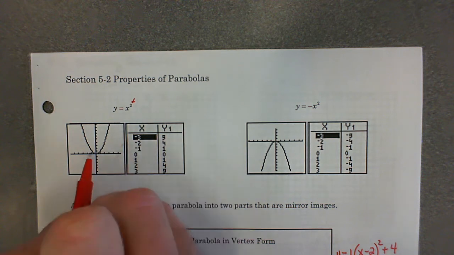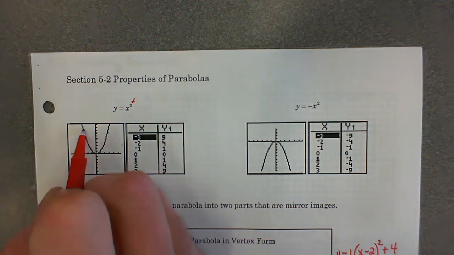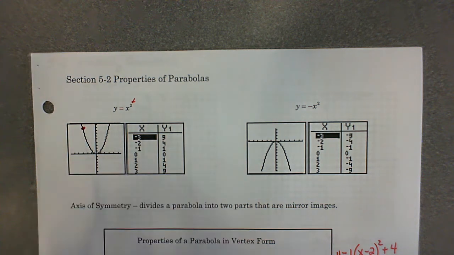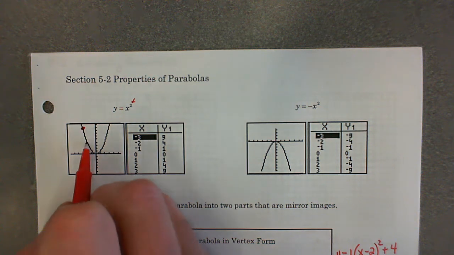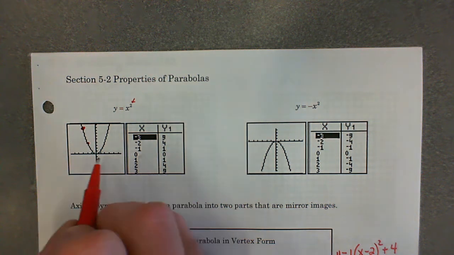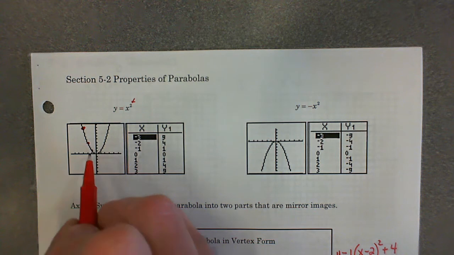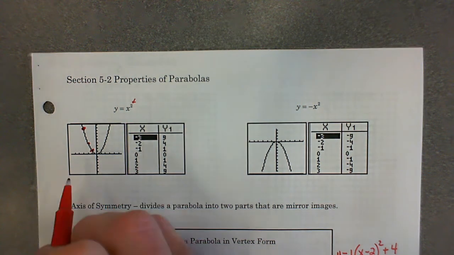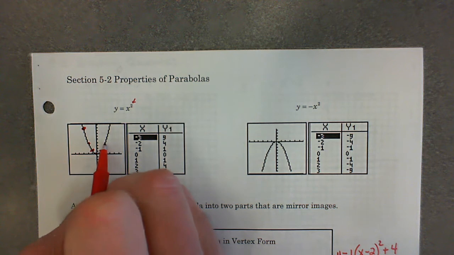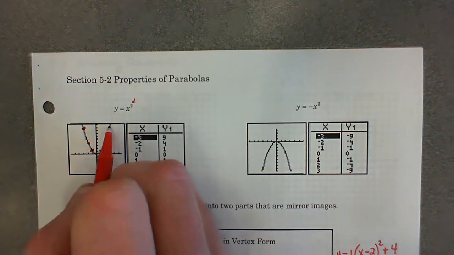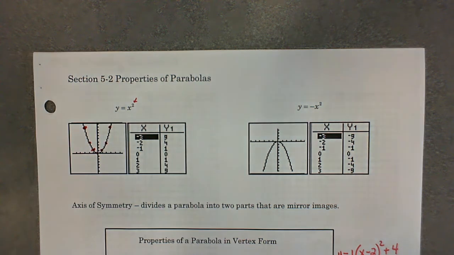So at -3, we'd be up here at 9. So you get that point there. At -2, you'd be at +4. At -1, you'd be at +1. Okay. At 0, you'd be at 0. At 1, you'd be at 1. At 2, you'd be at 4. And at +3, you'd be at 9. And you get this parabola.